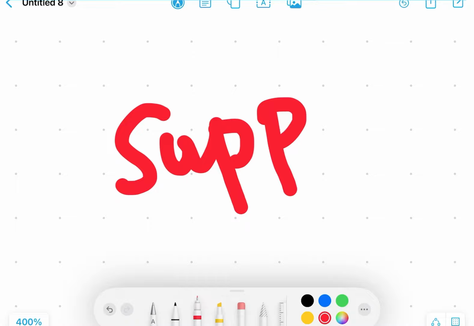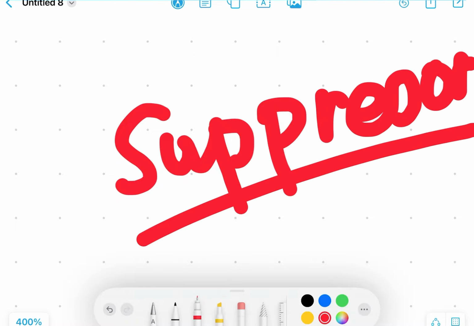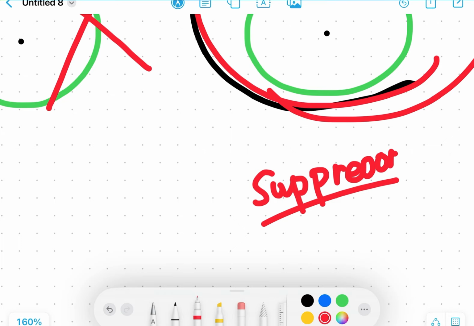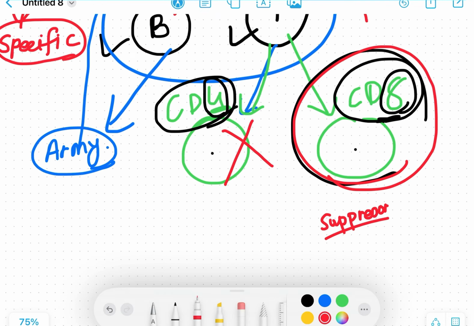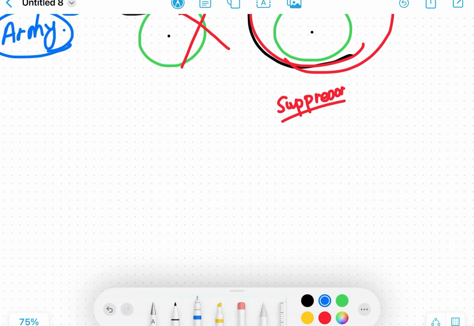Suppressor. Spelling. Okay. Suppressor cell. They are the aggressive cells. They are the CD8 cells. These T cells, T8 cell, we call CD8 cell. So now we can make a very good image.